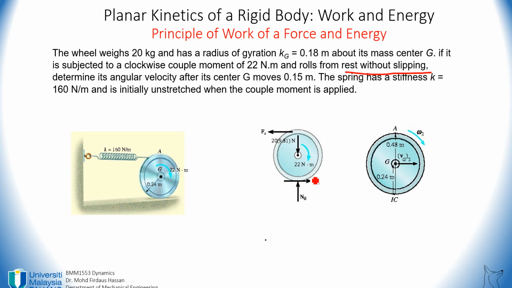When it rolls without slipping, we know that the IC is there. With rolling without slipping, you can use a is r alpha, and you can use v is r omega. We cannot use F is mu k anymore. Determine the angular velocity omega after its center moves 0.1 meter.